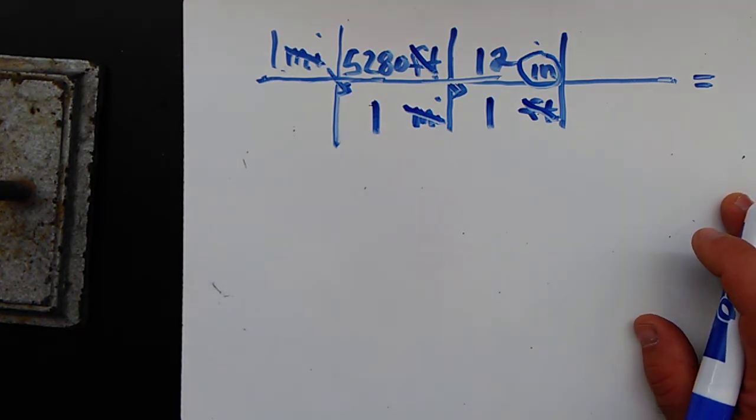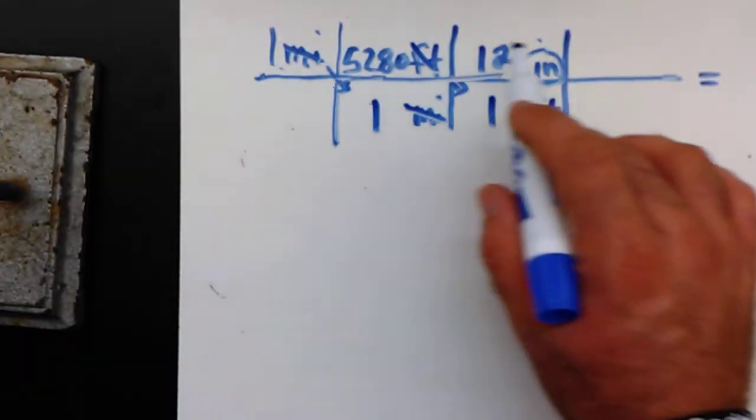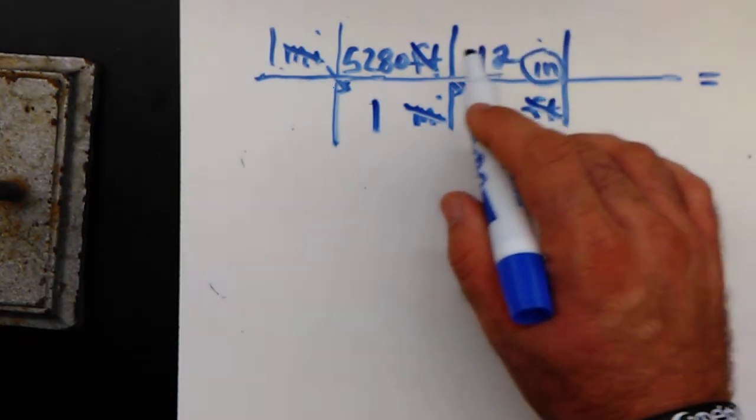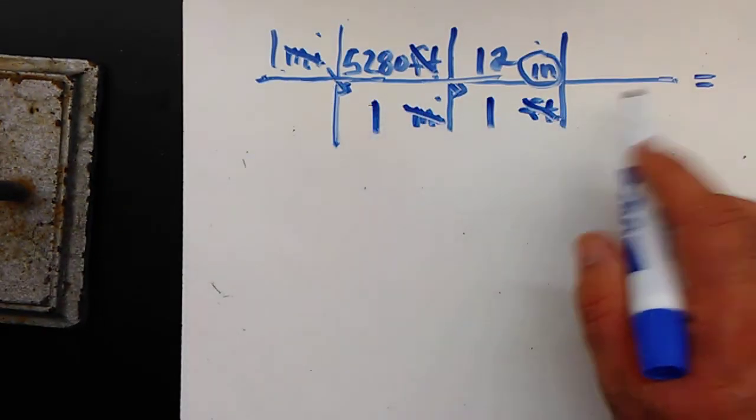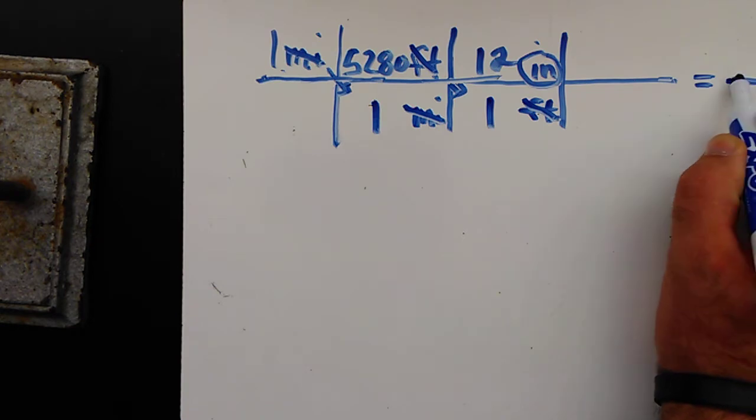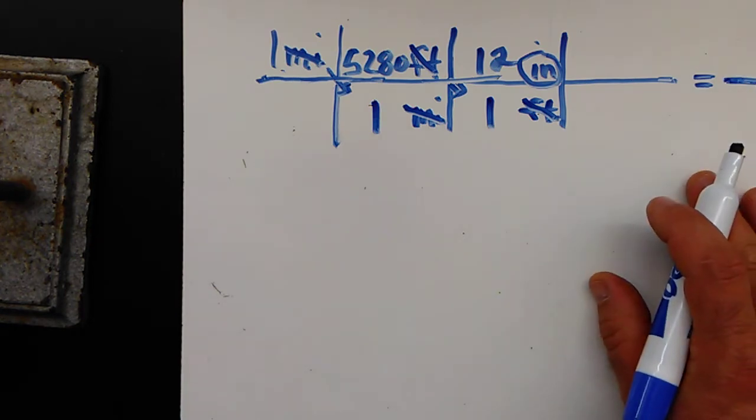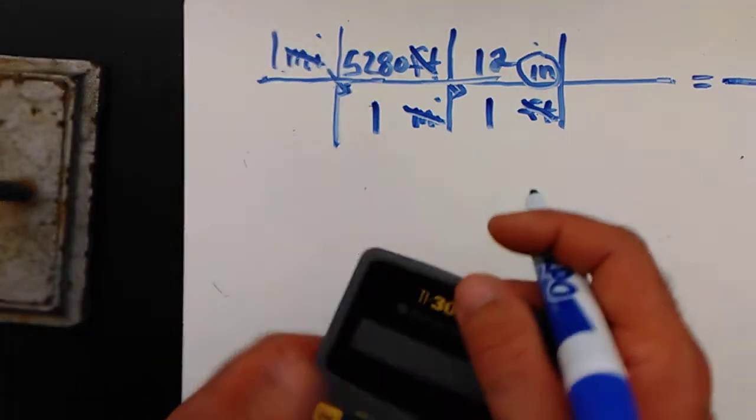So all I'm going to do is multiply the top, and then I'm also going to multiply the bottom, and then set it up as a fraction. Okay, so let's see what we come up with.